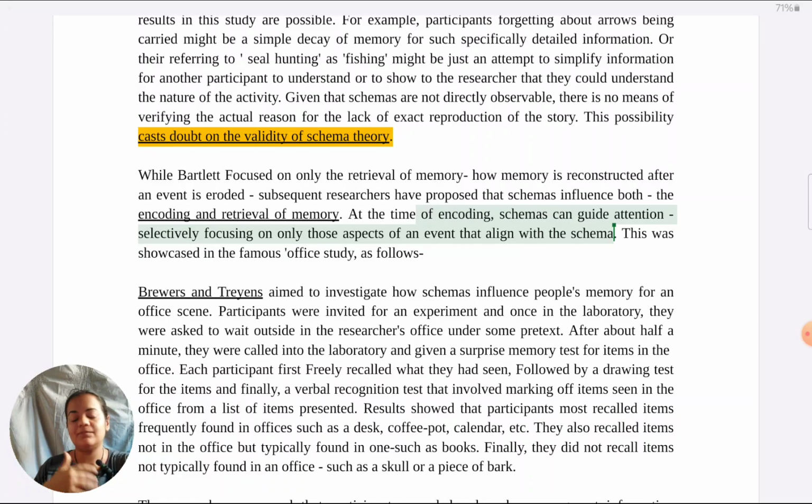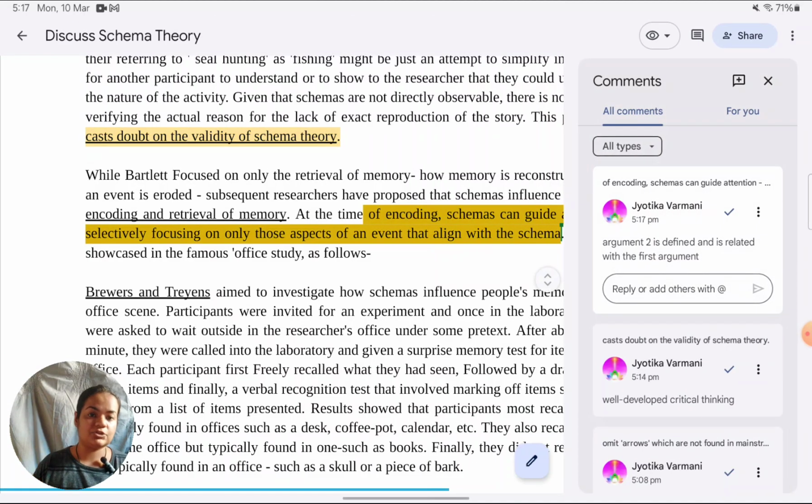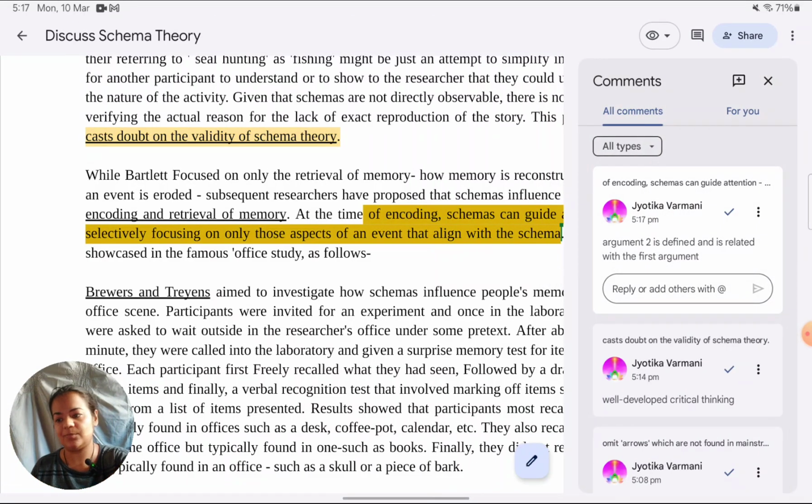We've seen in argument 1, we need to explain the argument a little before doing the study. That has been done. It's related with the first argument that will help to meet criterion E. It will show again there is good clarity and organization. It's stemming from the first argument. Then there is a summary of Brewer and Treyens. I'm not going over it. You can pause and read it.